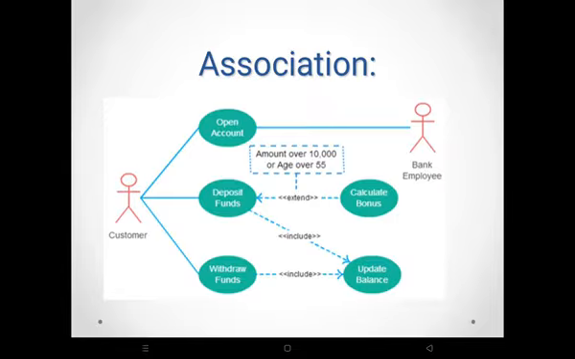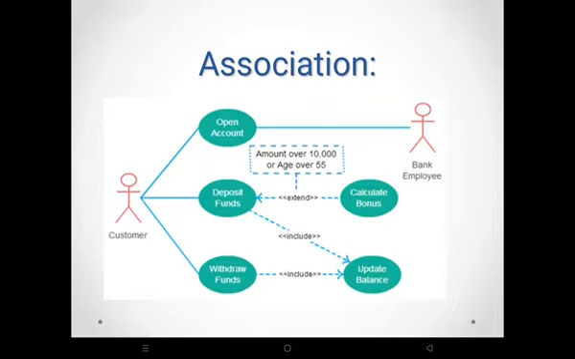We already discussed include relationship and extend relationship, right? What is the meaning of include relationship? One use case can include the functionality of another use case. Here, the customer has three options, right? Open account, deposit amount, and withdraw amount. When a customer deposits an amount, if the amount is greater than 10,000 or the age is greater than 55, the bonus will be calculated.